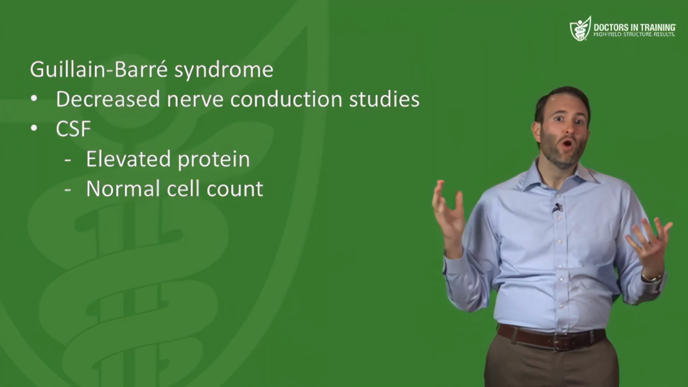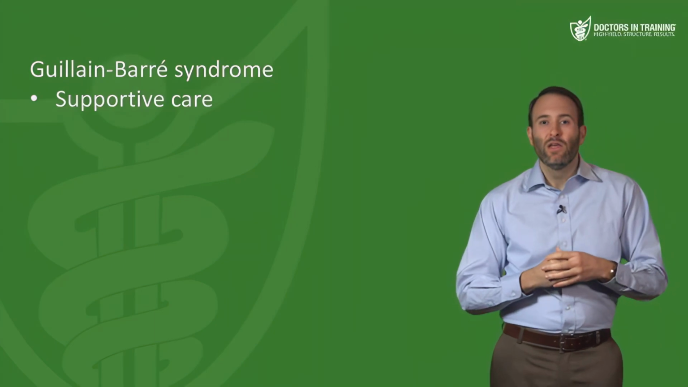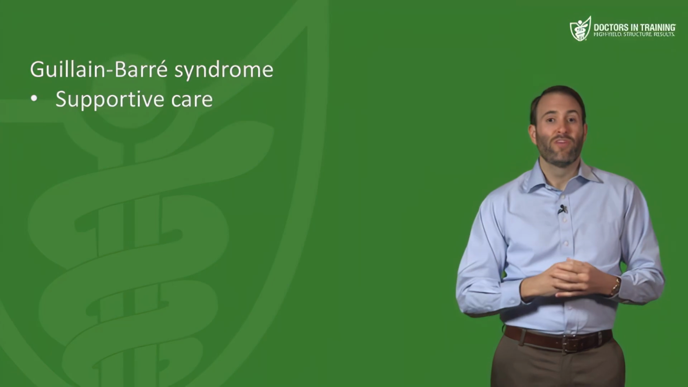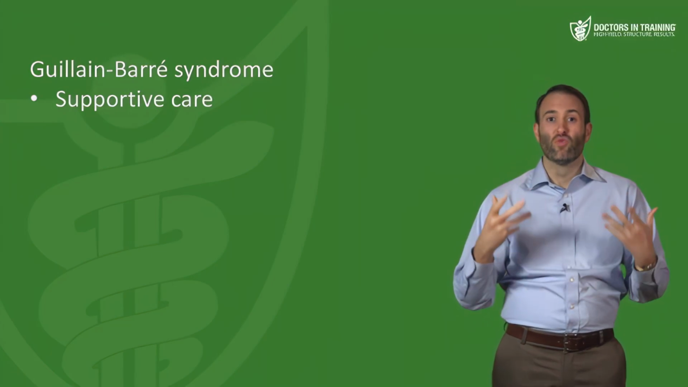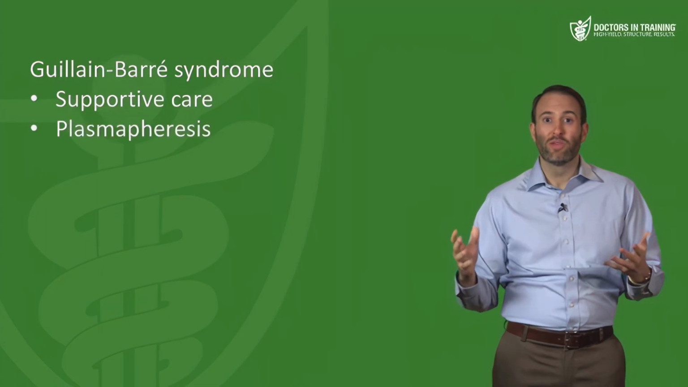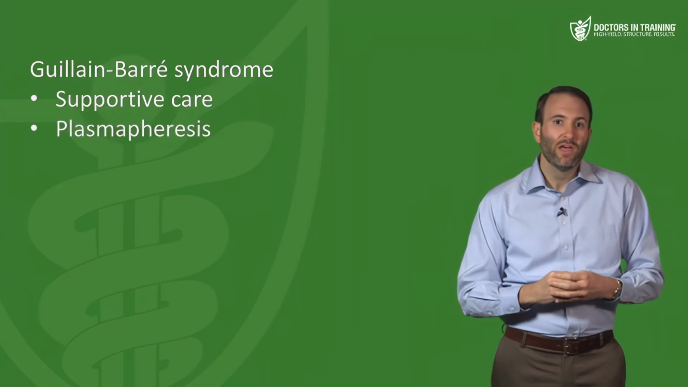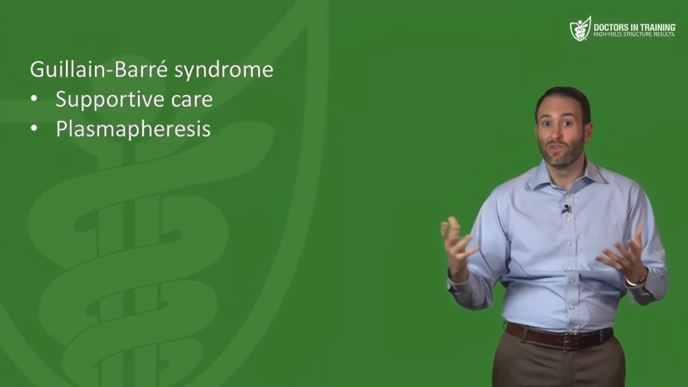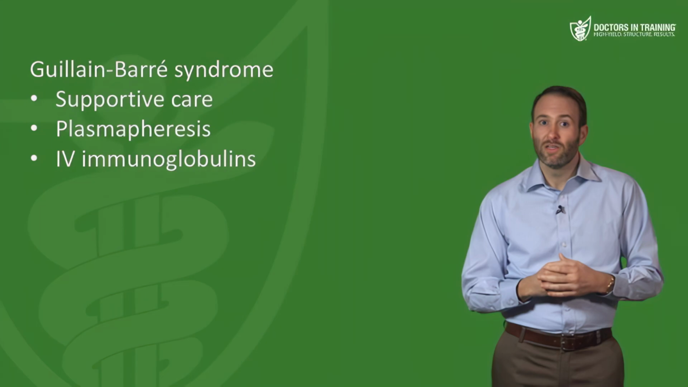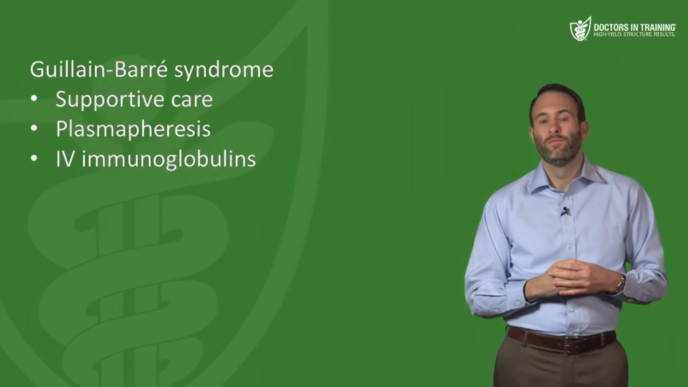So how do you treat this? Well, most of the time supportive care is all that's needed. You're going to monitor the vital signs. You're going to provide respiratory support as needed. You're going to provide nutritional support as needed. Sometimes they have trouble swallowing in this situation. If you catch this early, sometimes you're going to do plasmapheresis, especially if it's very severe. Since this is an autoimmune disease, by decreasing the antibodies, you can actually affect some improvement. IV immunoglobulins can also be helpful as well.